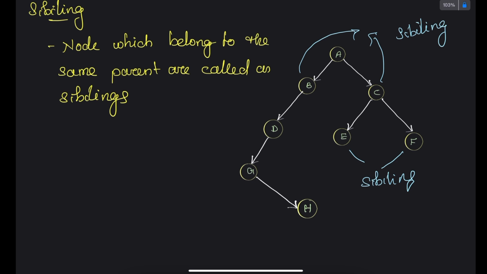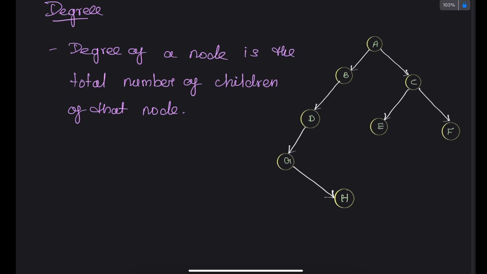A node which belongs to the same parent is called a sibling. Degree: the degree of a node is the total number of children of a node. For example, A's degree is 2. Why? Because it has 2 children.